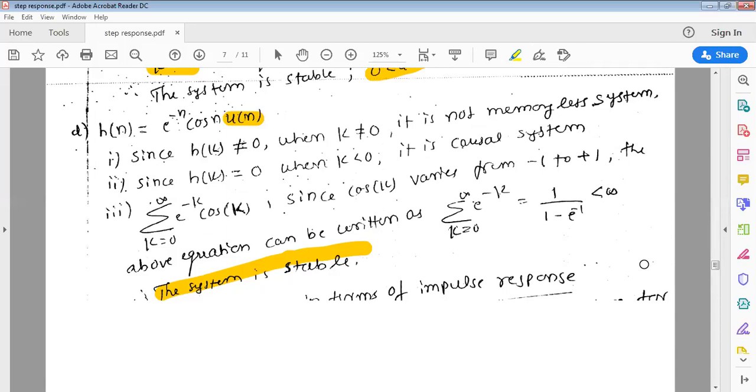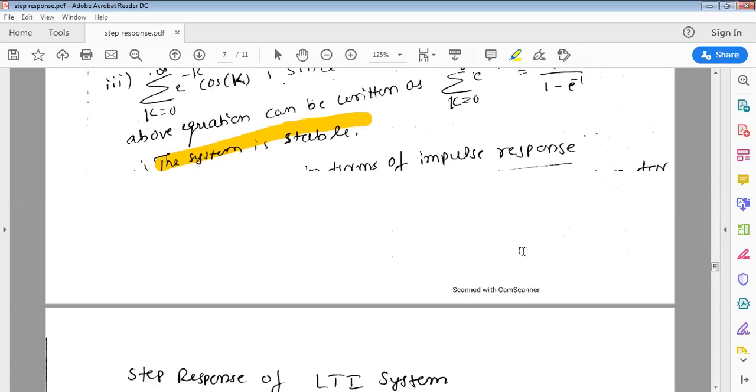Any doubt regarding the testing of impulse response? Any doubt? Shall I proceed further? Yes, sir.